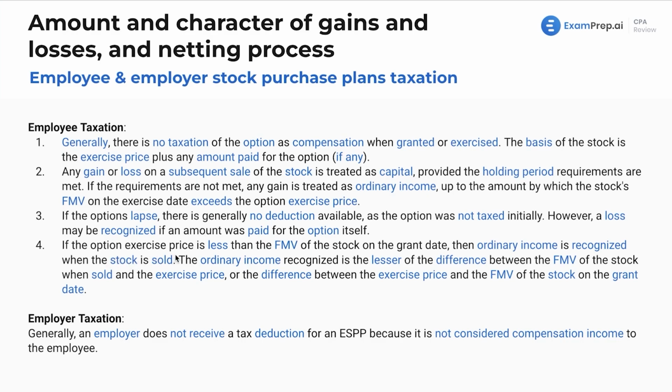If the option exercise price is less than the fair market value of the stock on the grant date, then ordinary income is recognized when the stock is sold. The ordinary income recognized will be the lesser of the difference between the fair market value of the stock when sold and the exercise price, or the difference between the exercise price and the fair market value of the stock on the grant date. Nice and simple here for the employer. Generally, an employer does not receive a tax deduction for an ESPP because it's not considered compensation income to the employee.